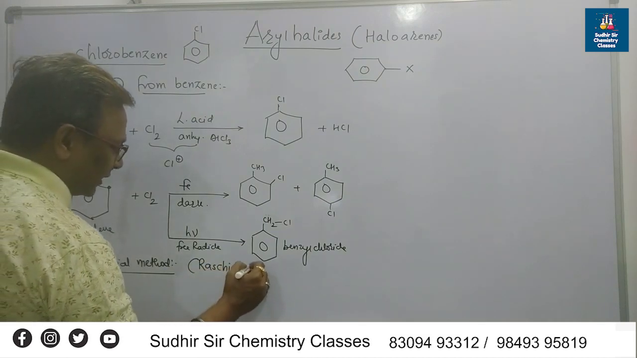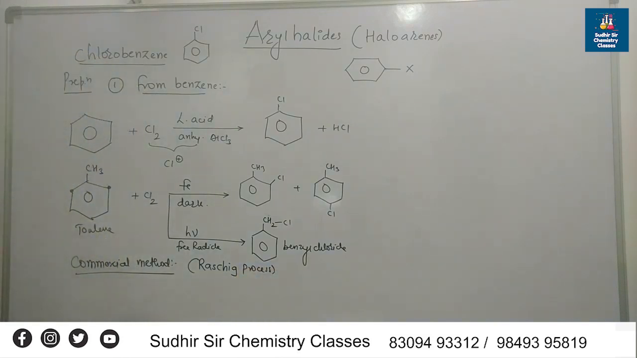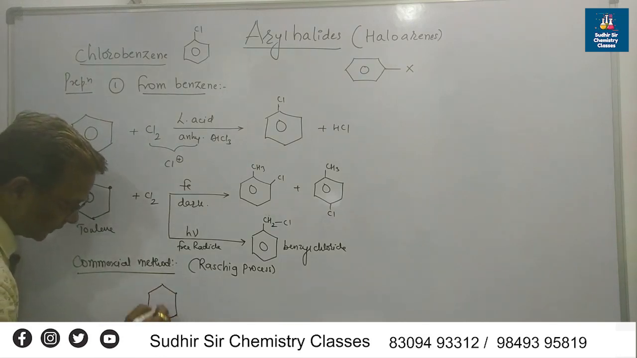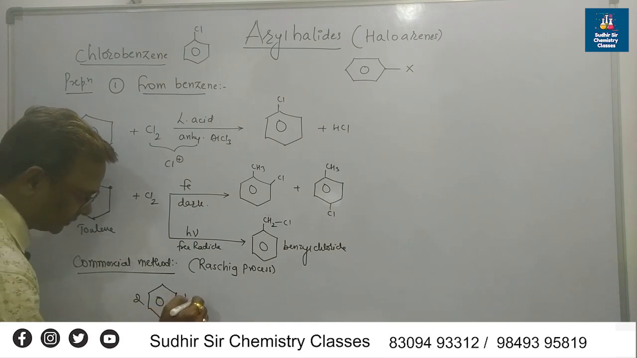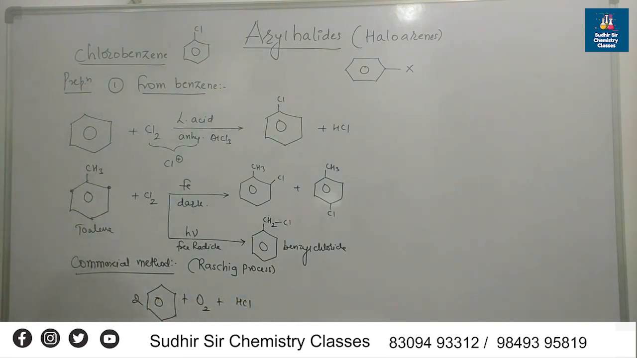But with this process we are able to prepare chlorobenzene, and it is a commercial method to prepare chlorobenzene. For that, benzene on oxidation in presence of acid. See beta, 2 moles of benzene on oxidation in presence of acid. Acid is what, beta? HCl is the acid, right?